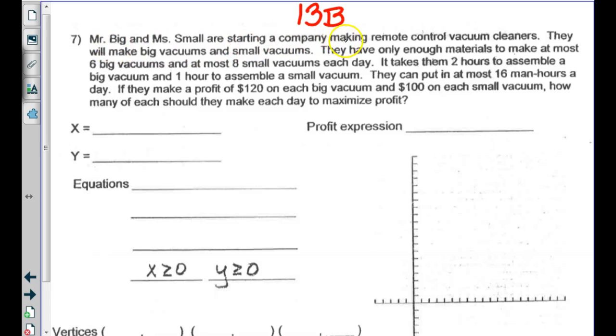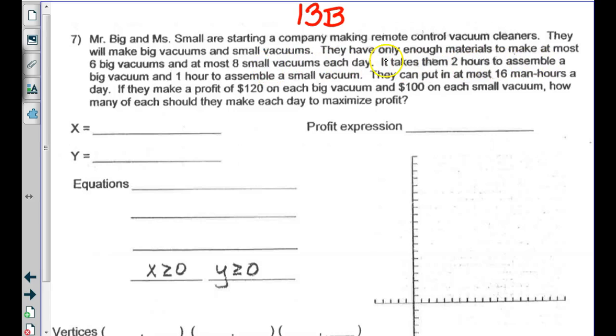Mr. Big and Ms. Small are starting a company to make remote control vacuum cleaners. They will make big vacuums and small vacuums. They have only enough materials to make at most 6 big vacuums and at most 8 small vacuums each day.